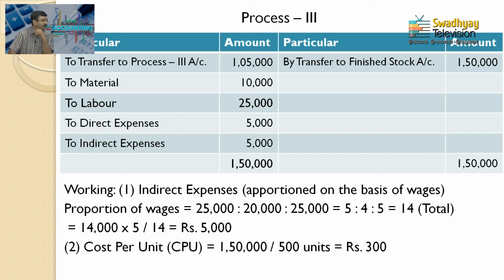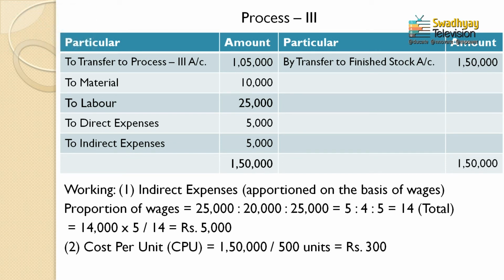500 units were manufactured so far as the 3 processes are concerned, and that's why the cost per unit is obtained, that is rupees 300. So 300 rupees is the cost per unit. Now see here, this is your final answer. The final answer is the amount of the manufactured goods. The cost of the manufactured goods is rupees 1,50,000, and the cost per unit of the manufactured goods is rupees 300.